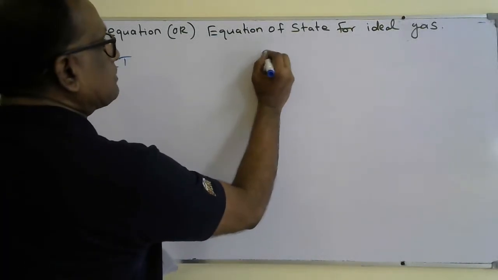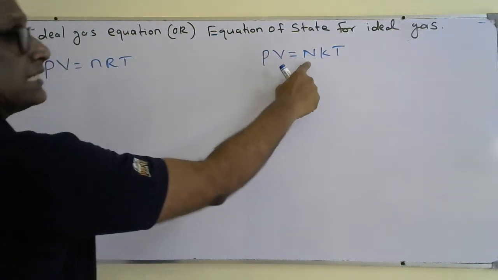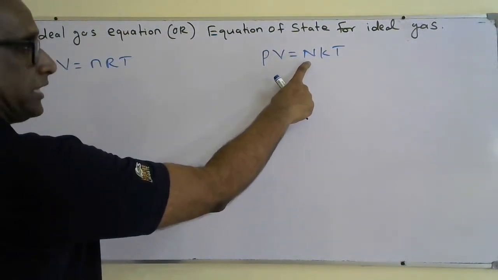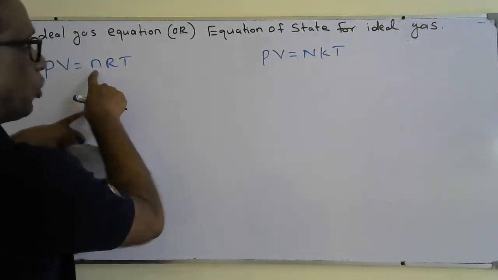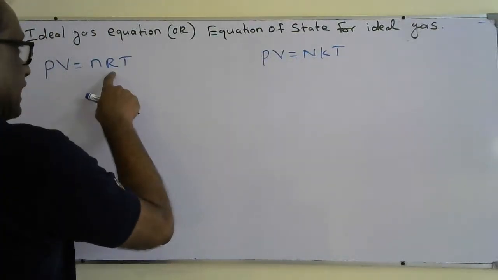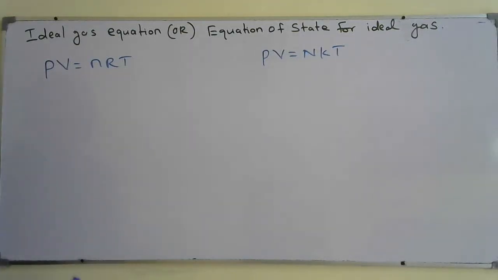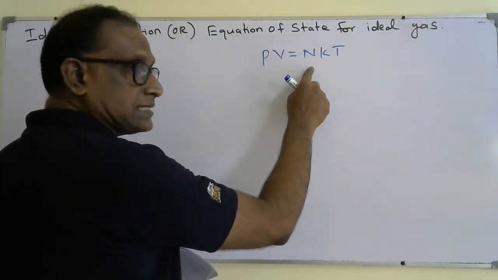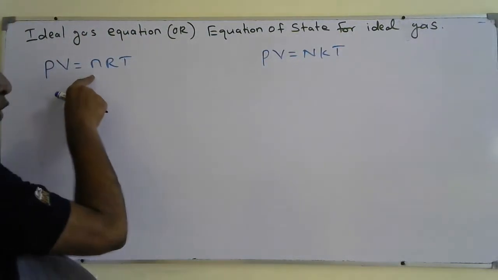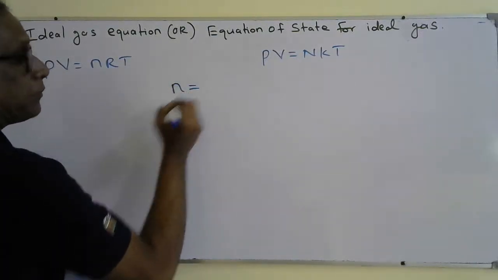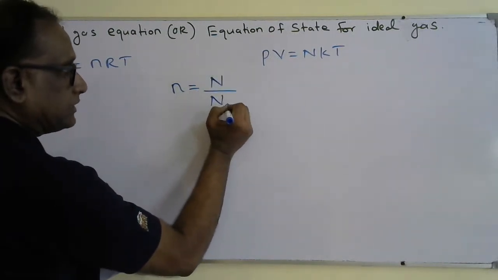Equation of state for ideal gas: PV equals NkT, where the difference is N is the number of gas particles or number of molecules. K is the Boltzmann constant, T is the temperature. Only these two are different: number of moles versus number of gas particles, universal gas constant versus Boltzmann constant. But anyway, it's not an issue. If the question is given in terms of number of gas particles, and you want to use the ideal gas equation, you can convert the number of gas particles into number of moles. The number of moles is equal to the number of gas particles divided by the Avogadro number, which is 6.02 × 10^23.